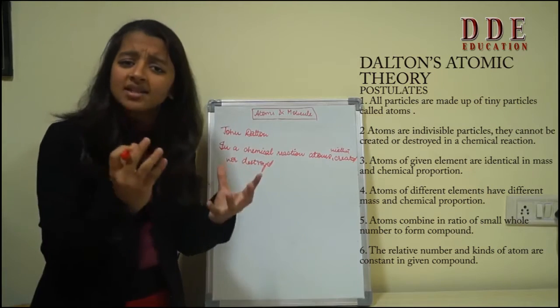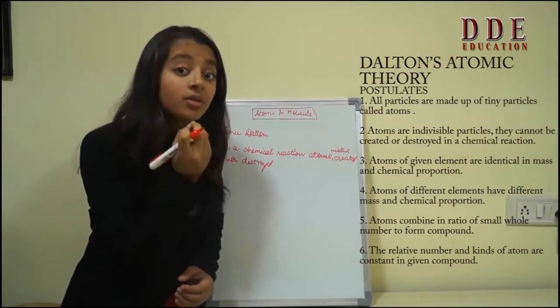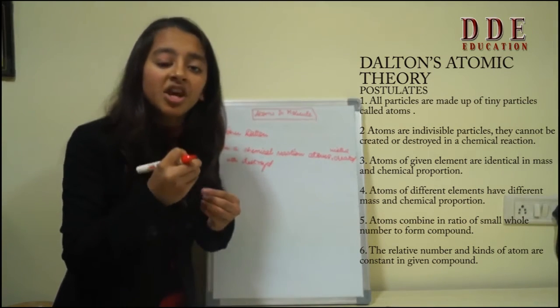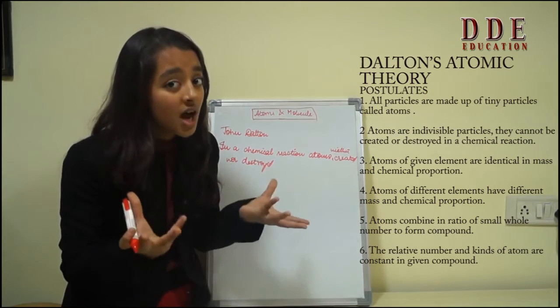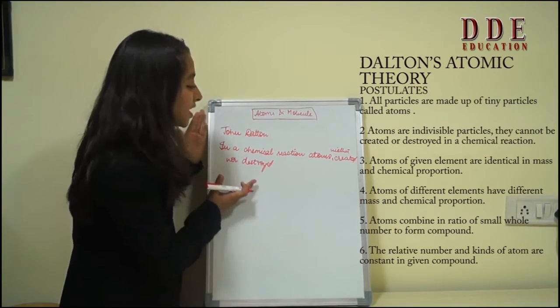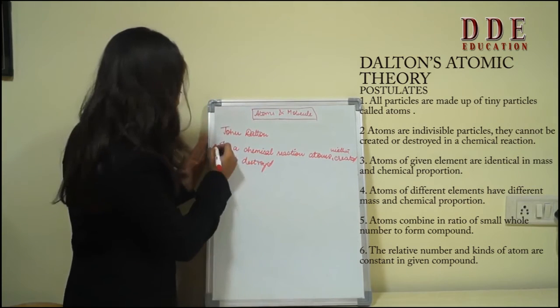So each atom has mass and they combine to form matter. And if no atom is destroyed or created, then the mass of the reactants would be equal to the mass of the products. And this is how he explained the first law with his postulate.